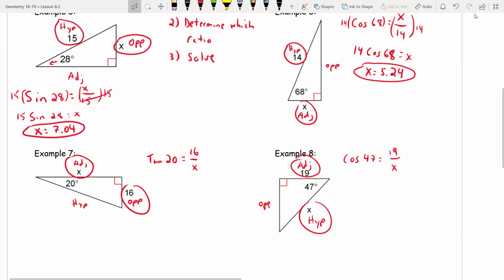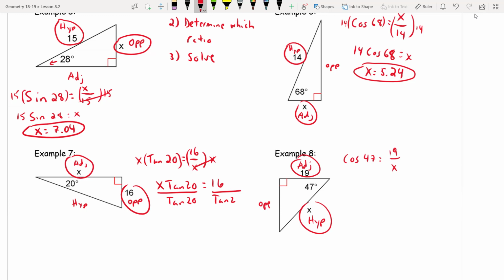So if we look closely, we're going to do the same process. I'm going to get rid of the fraction by multiplying by the denominator. So I'm going to multiply both sides by x. So I have x times the tangent of 20 equals 16. And now, just using algebra to get x on its own, I'm going to divide both sides by tangent of 20. Remember, that's just a number. And so I have x equals 16 over tangent of 20.